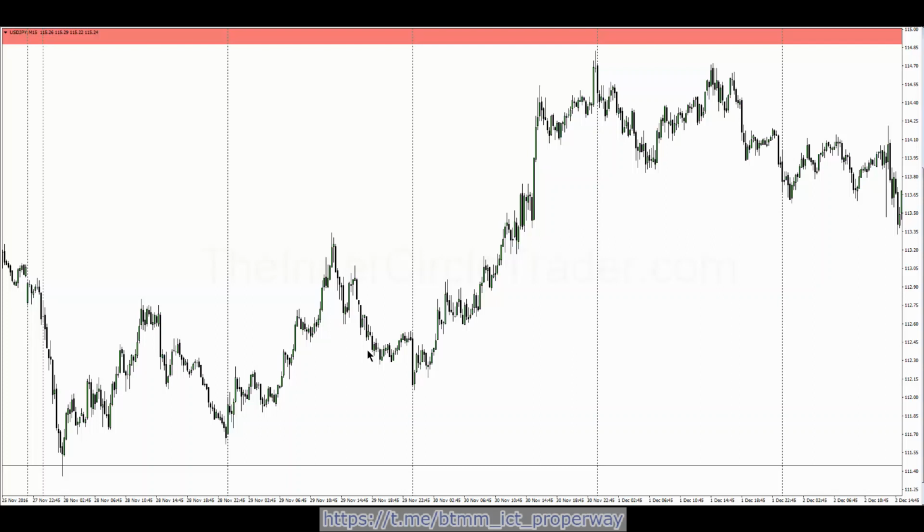Many examples of low resistance liquidity runs on the dollar yen. We have a low, price rallies up, comes back down, previous order block, run from this low to where? External range liquidity, buy stops, runs above here. Same thing here. We have a low, price runs away from this consolidation.